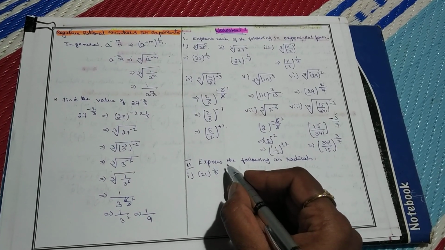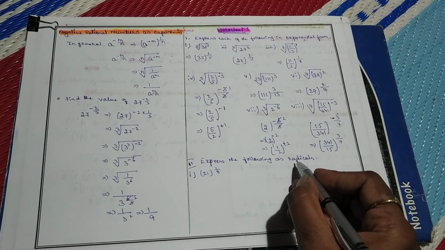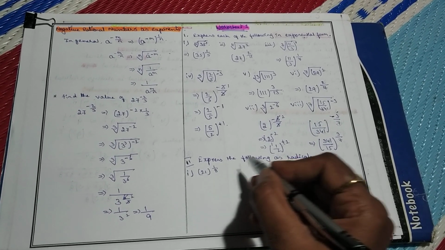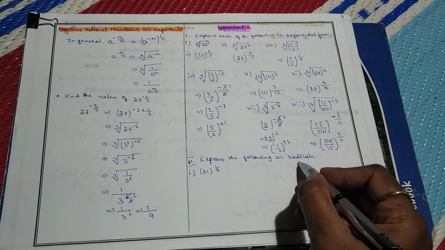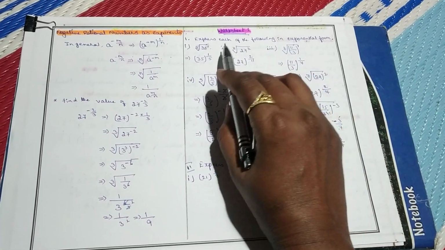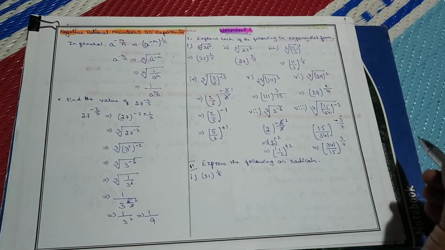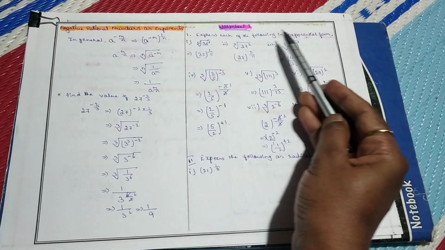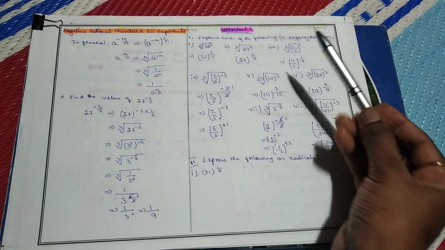Second main, express the following as radicals. Means the given question will be in the exponential form, and we need to convert it into the form of radical. Whereas in the first main, express each of the following in exponential form, the given question will be in the radical form and we are converting into exponential form.